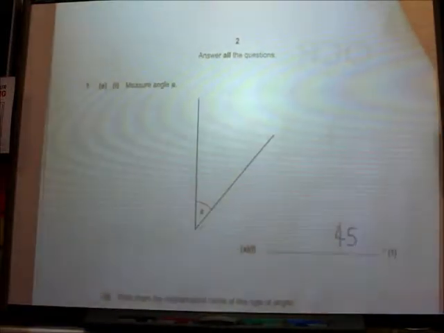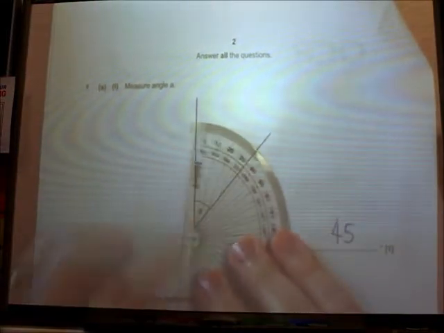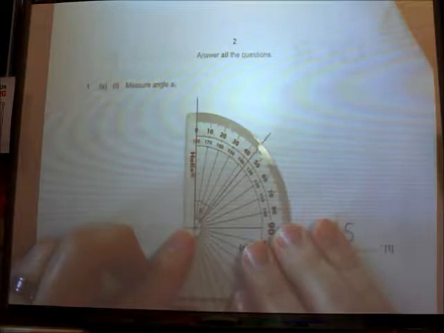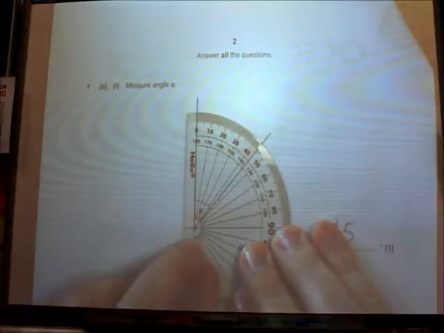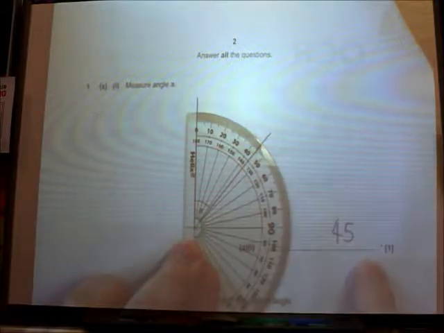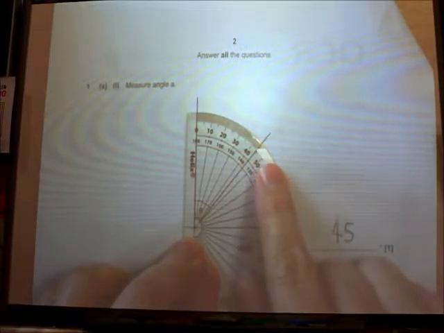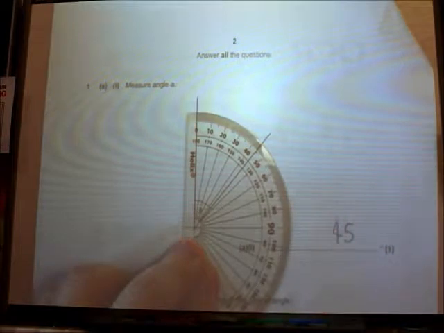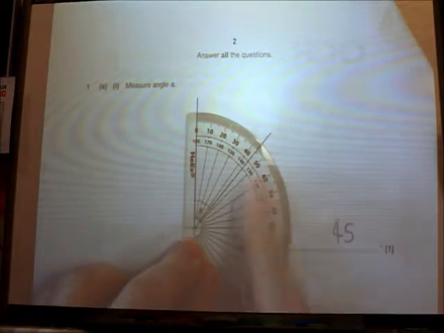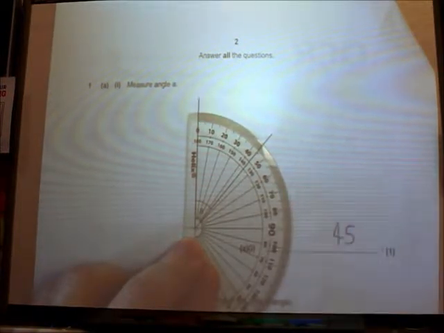Question number 1. Measure the size of angle A. Obviously you need a protractor for this. You put your protractor on and you measure it like that. You always start from 0, so measuring from 0 you can see the answer there. I put down 45. I've noticed the mark scheme says 44, but it will allow you a couple of degrees either way. So 44, 45, or maybe even 43 for that one, but 44 or 45 looks pretty good to me.